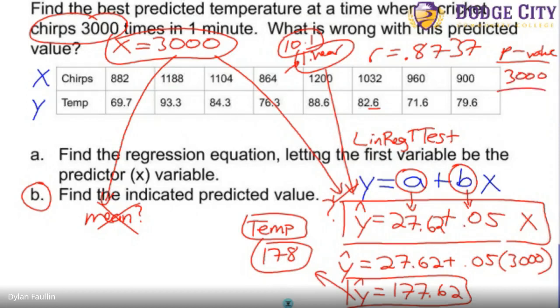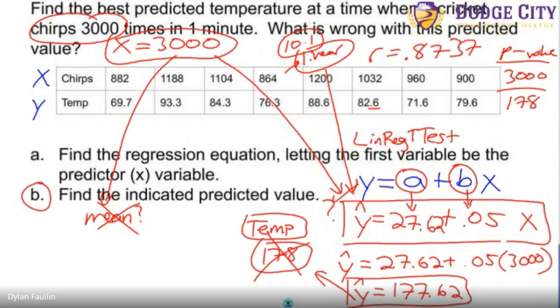And our prediction for the temperature that would produce 3,000 chirps is 178, which we don't need to round actually, because temperature can be 0.62, right? So this would be the best prediction for the temperature, which obviously would kill the cricket, right? So that's what's wrong with the prediction.